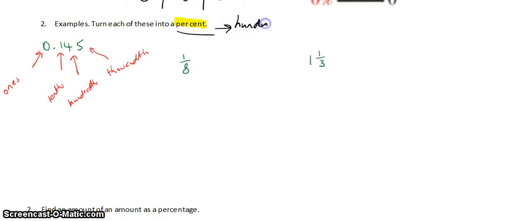So we're looking at turning things into something out of 100, or hundredths. So we're turning this into hundredths. Now, we've got the language, our place value tells us what to do. We have 0 ones, 1 tenth, 4 hundredths, and 5 thousandths. Now the hundredths obviously stop here. 14 hundredths is what we have, and 5 thousandths.